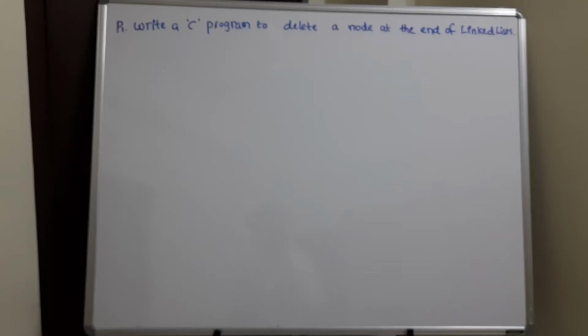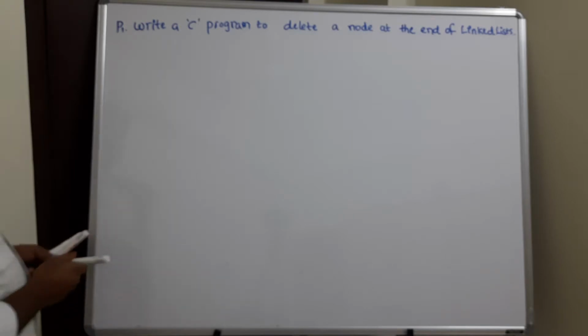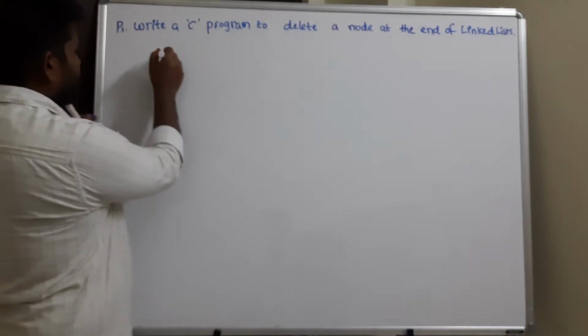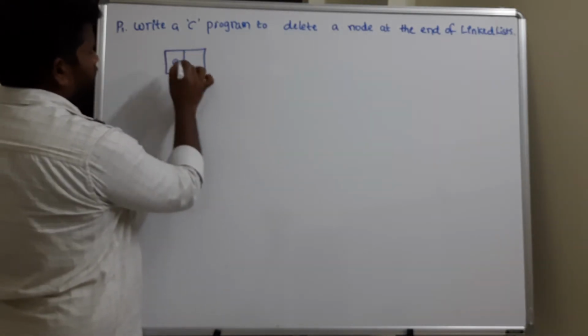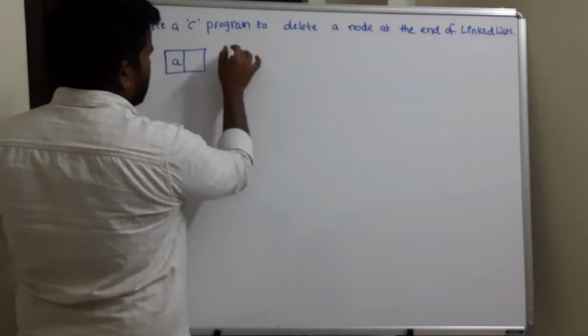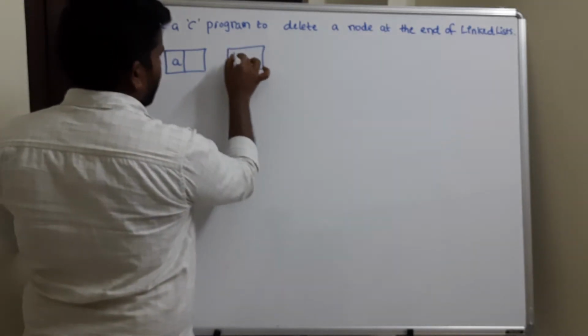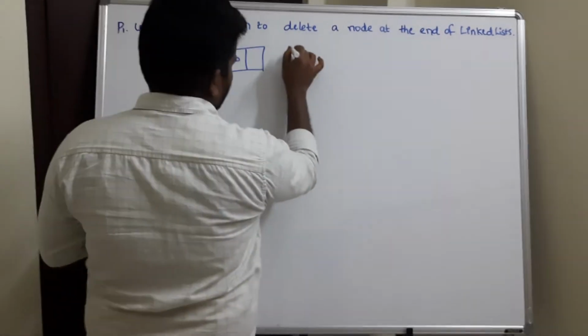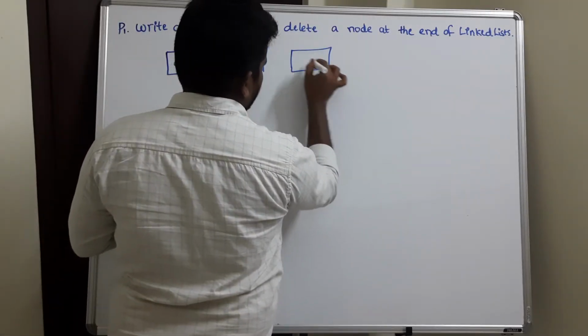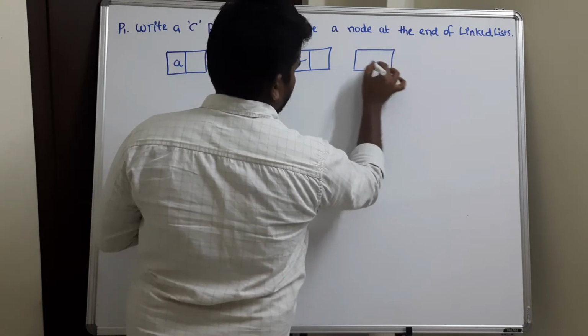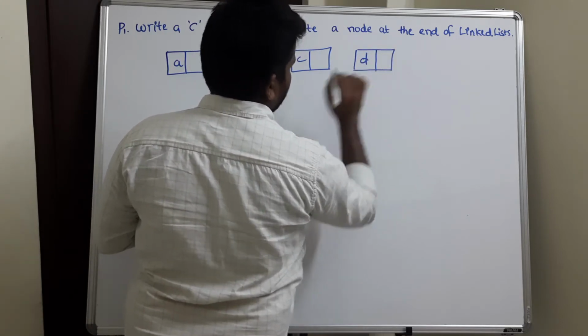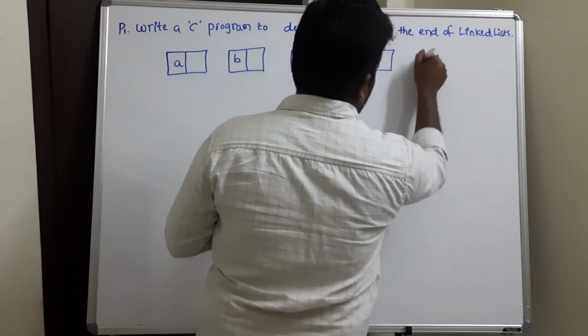So today we'll discuss deletion in linked list. Suppose we take a linked list. We can take it as A, B, C, D, and we'll take one more, E.